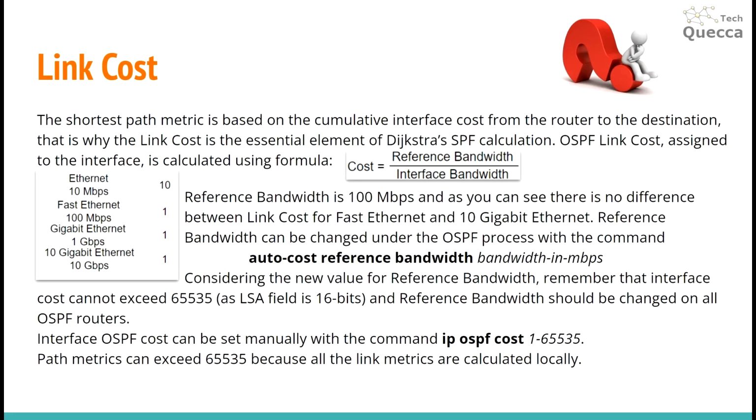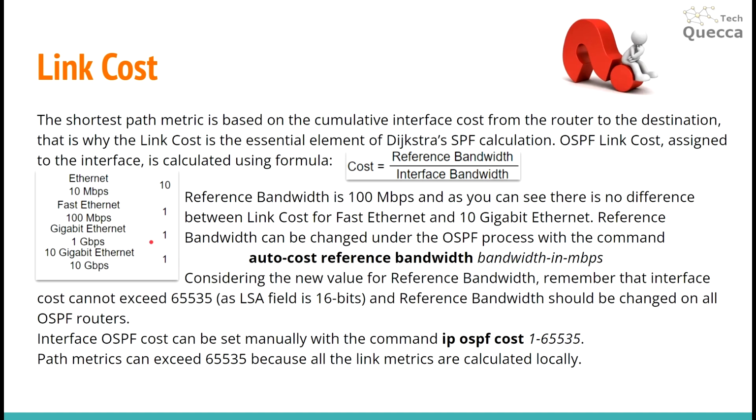Let's talk about link cost. The shortest path metric is based on the cumulative interface cost from the router to the destination network. That is why the link cost is the essential element of Dijkstra's shortest path first calculation. OSPF link cost assigned to the interface is calculated using the formula: cost equals reference bandwidth divided by interface bandwidth. Reference bandwidth is 100 megabit per second, and as you can see from this table, there is no difference between fast Ethernet cost, gigabit Ethernet cost, and 10 gigabit Ethernet cost.